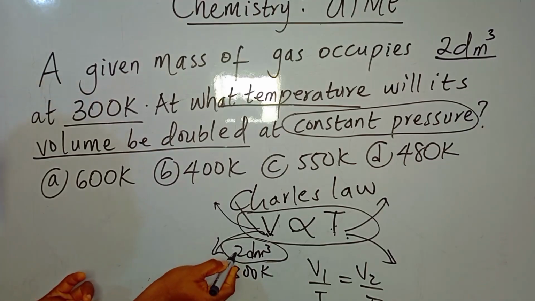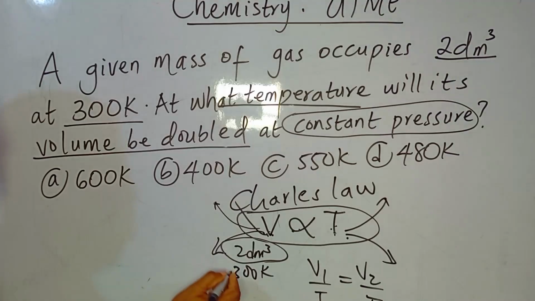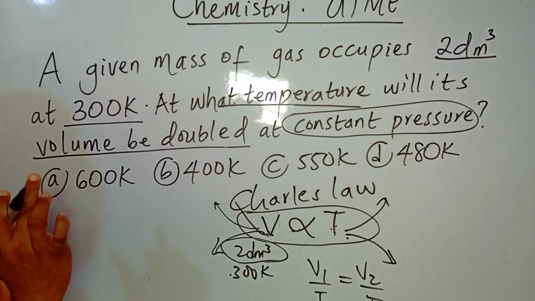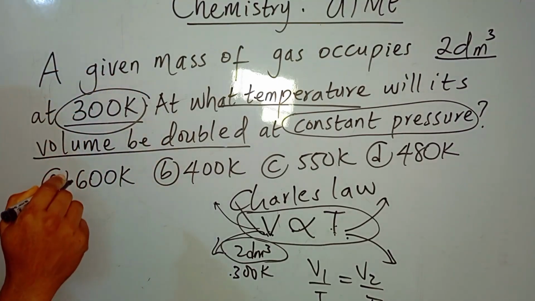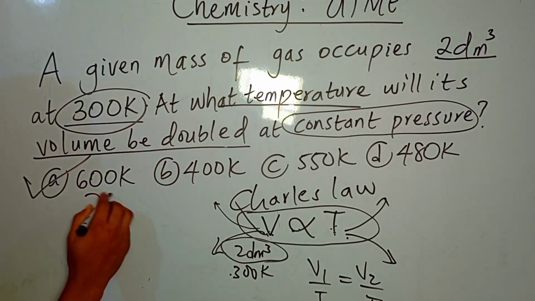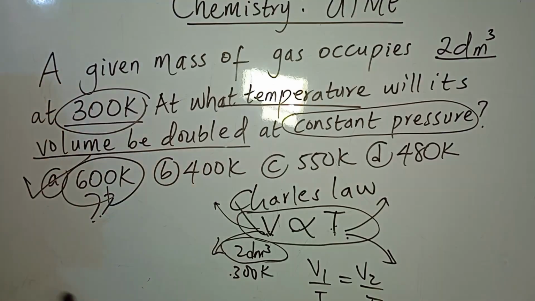So if I'm doubling my volume, it means that my temperature must also double. I don't need to solve. So what would that be? If the initial one is 300 Kelvin, double it. What would be my answer? 600 Kelvin. So the answer to this UTME question is 600 Kelvin.